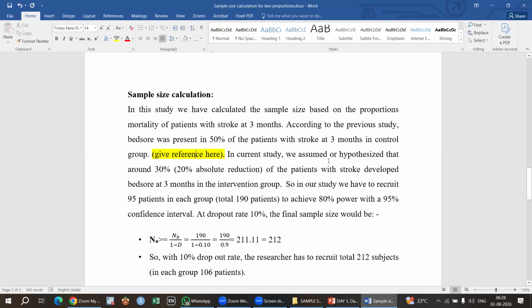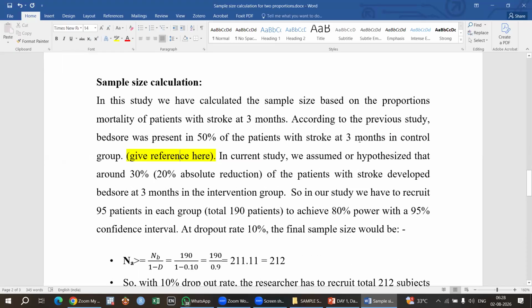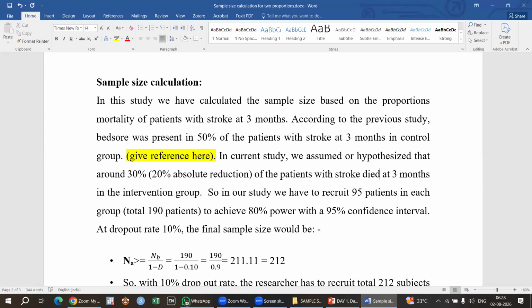In the current study, we hypothesized that there is a 20% absolute reduction. What do we mean by absolute reduction? It is 50 minus 20, so 30% of patients with stroke died, because it is mortality, at 3 months in the intervention group.